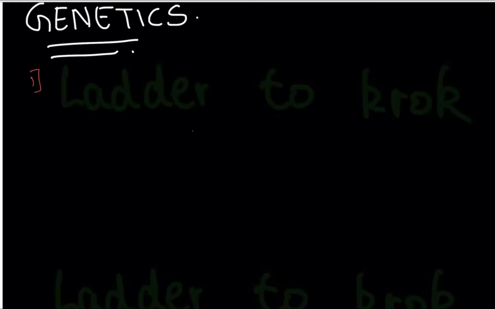Hello guys, welcome back. So let's do a new topic, genetics. For genetics, we should first know what is meant by phenotype, genotype, karyotype. Starting first with the genotype. Genotype is the genetic makeup of an individual.